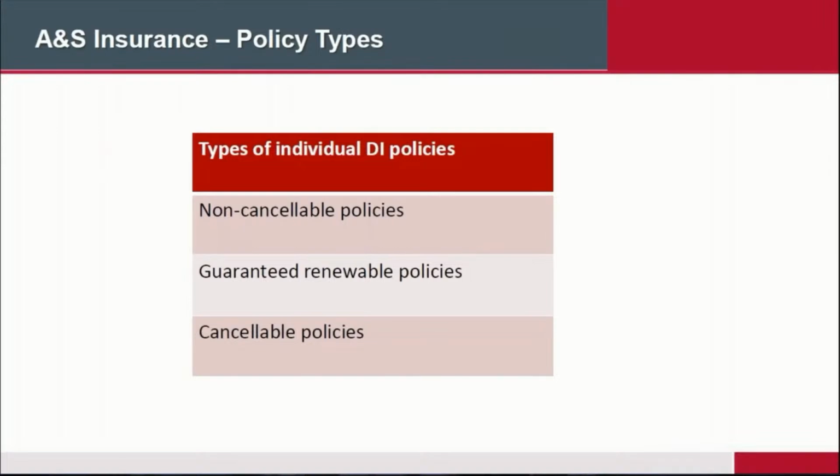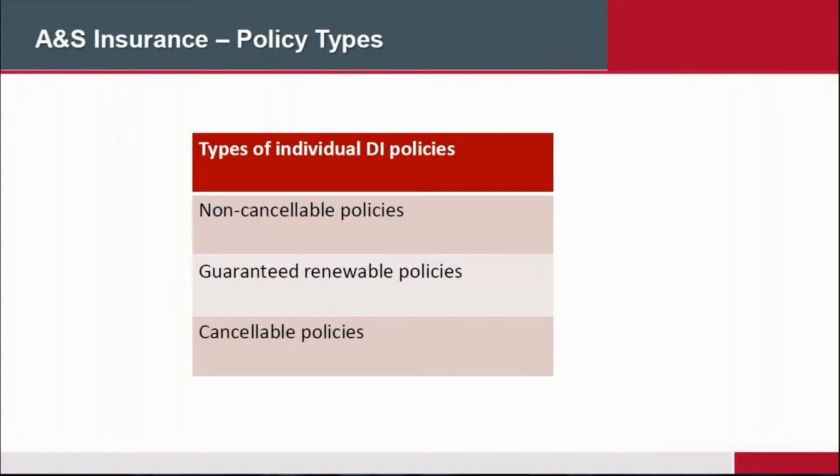Now, we talked about 3 different kinds of disability definitions: home occupation, regular occupation, and any occupation. Now we have to look at the 3 different kinds of policies that are available. Okay, so the first one is what we call non-cancelable policy. Very, very important to understand the definition of non-cancelable. Basically, when a client buys a non-cancelable policy, that basically means that the insurance company has taken on all the risk. In other words, they cannot change the benefit period. They cannot change the premium.